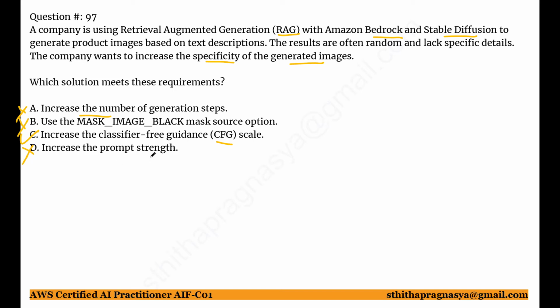Why? Because prompt strength typically affects the weight of the text input in influencing the output. While this can improve specificity, it is more relevant in scenarios where prompt guidance competes with other factors such as prior image context in in-painting. For general text to image tasks, increasing the CFG scale is a more direct and effective approach. So I don't think this is the best solution, as CFG scale is a more targeted fix for specificity issues. So C is the right answer.